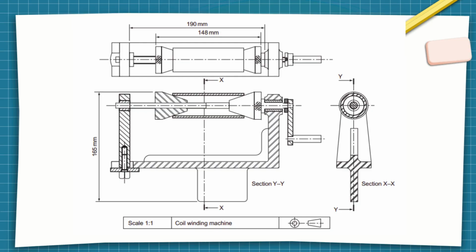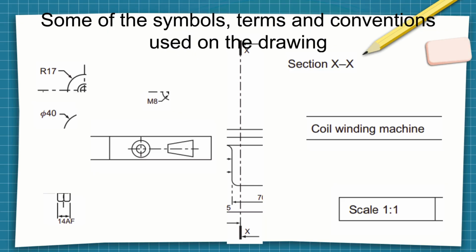Remember the conventions used on the drawing. The circle with a line through it indicates diameter. The letter R indicates radius, e.g., R17. M followed by a number, e.g., M8 indicates a metric screw thread.